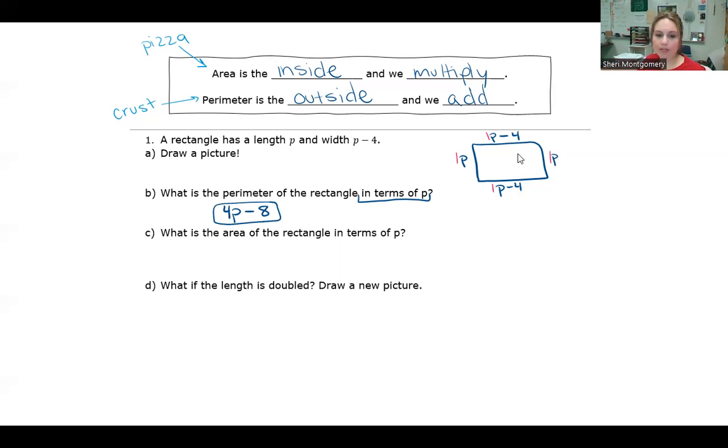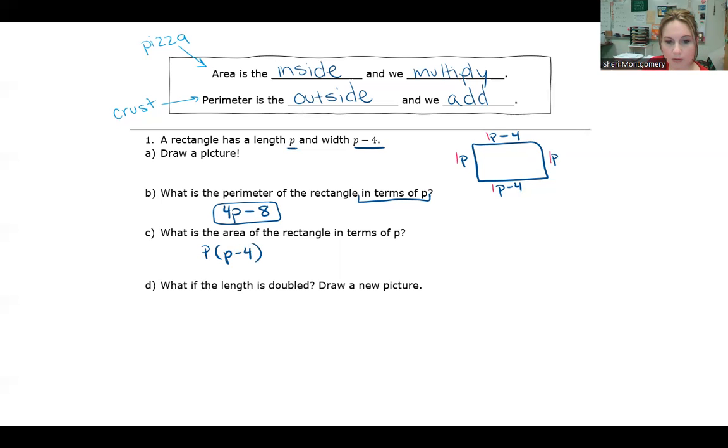The next question, what is the area in terms of P? So our answer will have P in it. The area, how do we find area? We multiply. So what we're going to do is we're going to take those two values. In this case, we have P and we have P - 4. Those are my two side lengths and we multiply them together. So I have P times P - 4.